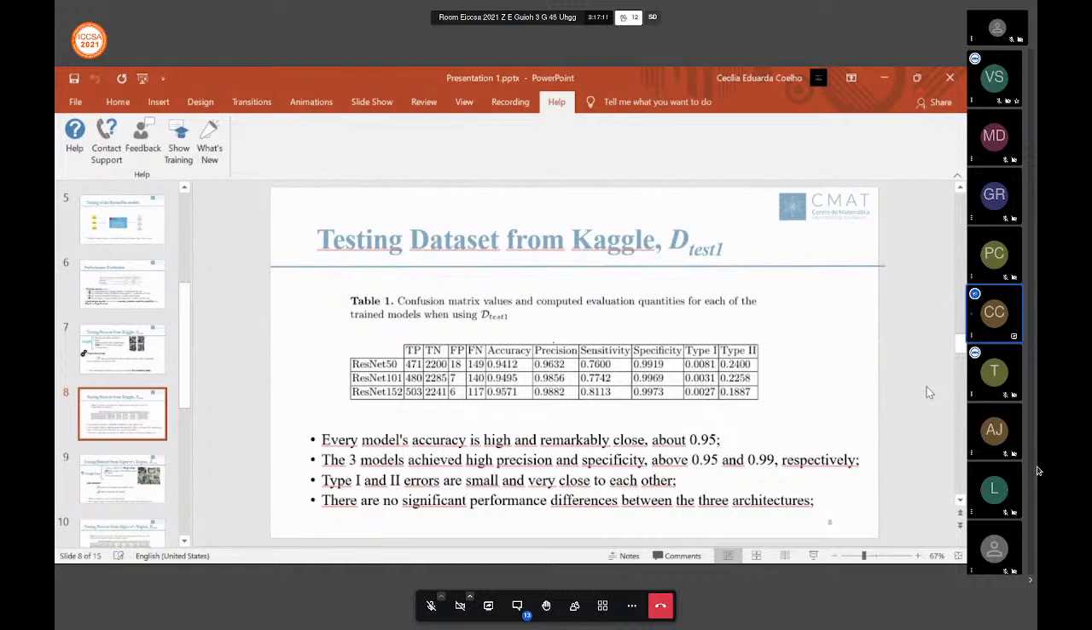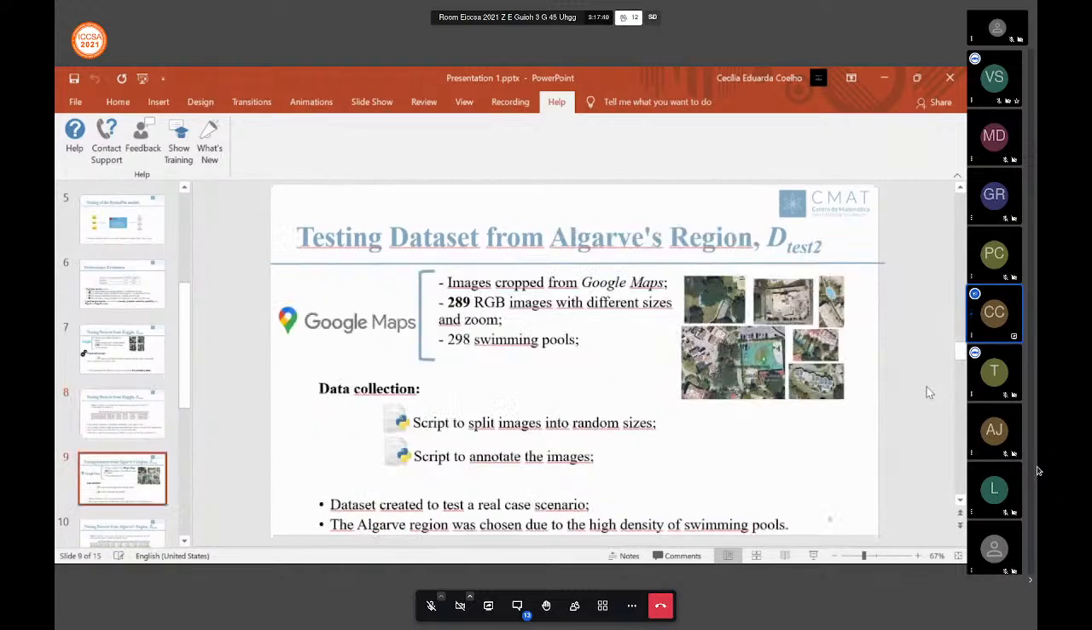As we can see, no model stands out. They get very close performances. So from this testing data set, we cannot be sure which one is the best, all being perfectly good at recognizing swimming pools in satellite images. So we decided to develop a second testing set, this time a testing set that would mimic a real case scenario.